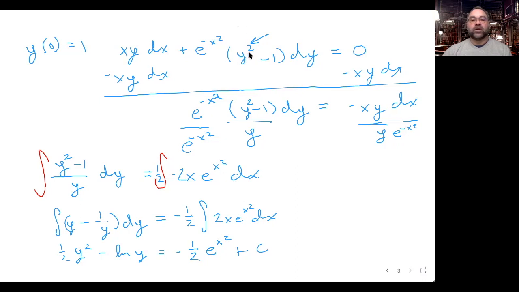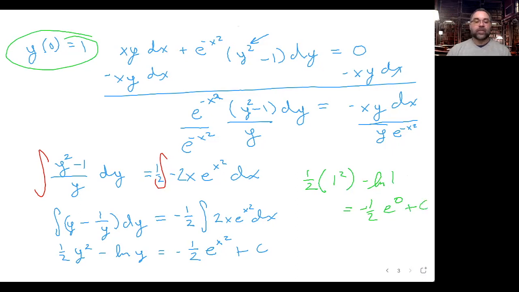So using our point here, let's plug in and show what we got. I've got 1/2 times 1 squared minus natural log of 1, and that's equal to negative 1/2 e to the 0 plus c. e to the 0 is 1. Natural log of 1 is 0. So what we have here is 1/2 equals negative 1/2 plus c. And so you can then show that c is equal to 1. And that's then our particular solution to this differential equation.